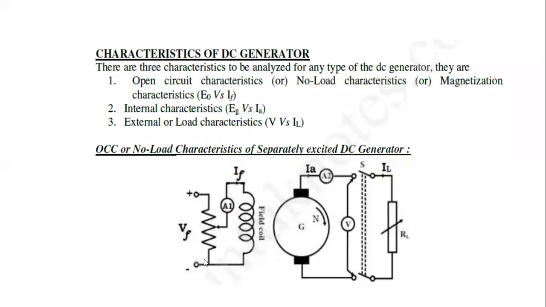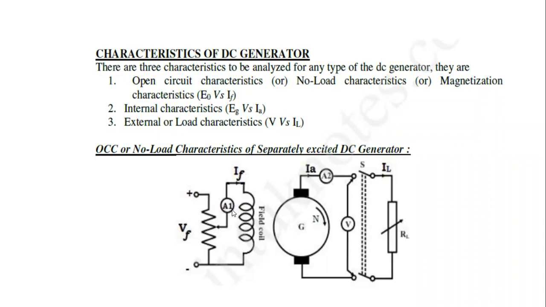This field winding is excited by the voltage VF, and this is the armature. The armature is connected to the load. In that, we measure the terminal voltage V by using this voltmeter, and we measure the armature current by using this ammeter A2. By using this voltmeter, we measure the voltage across the load.